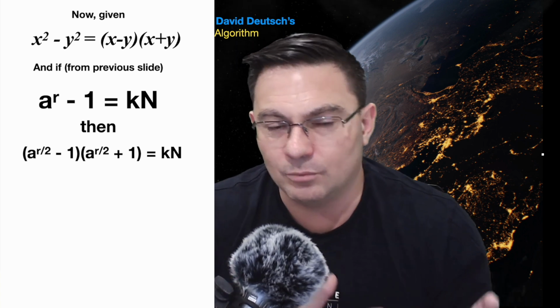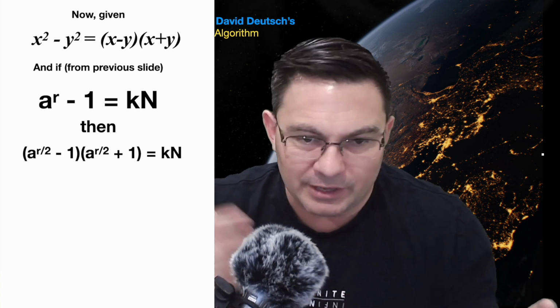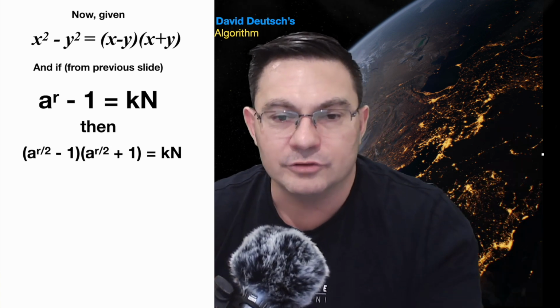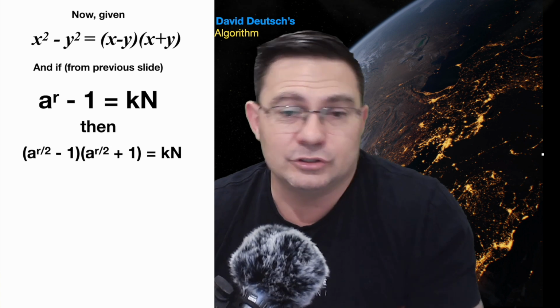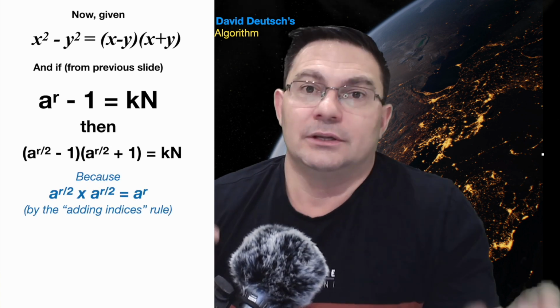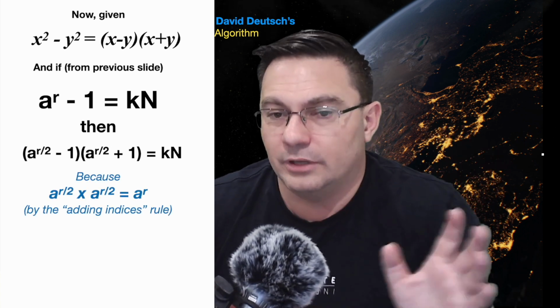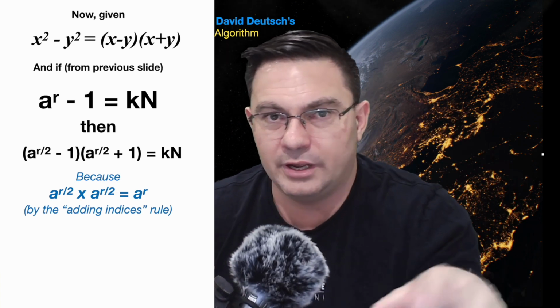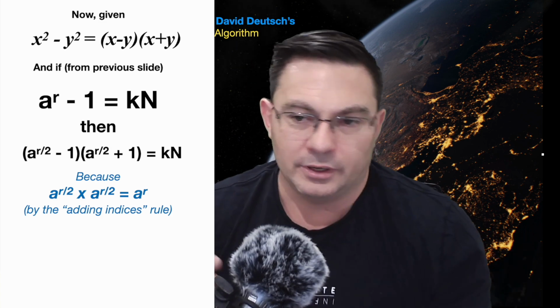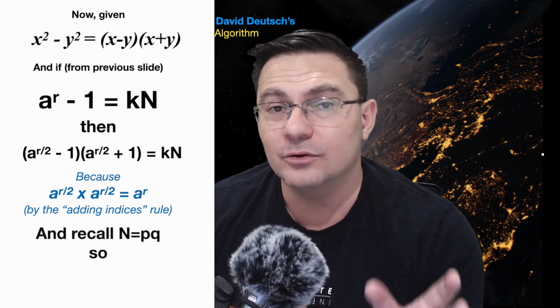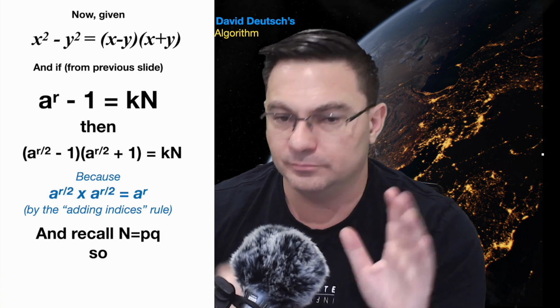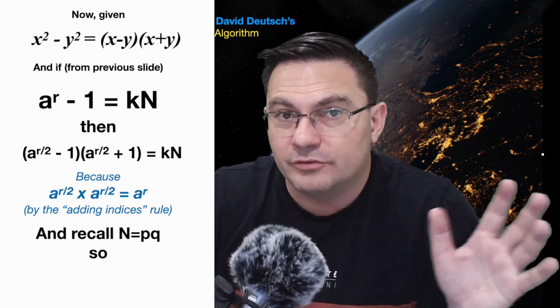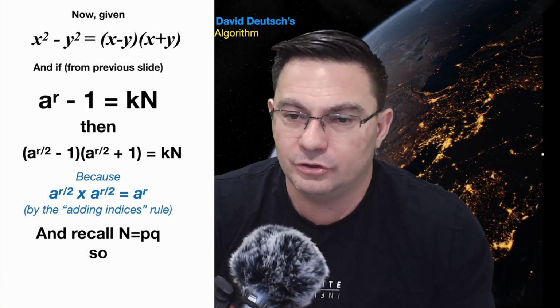Now, how does that work? Well, when you expand the whole thing out, A to the power of R over 2 multiplied by A to the power of R over 2 equals A to the power of R. This is high school algebra. You just add your indices together. That's a difference of two squares, and 1 is 1 squared. One more thing: N equals P multiplied by Q. Remember that? They're the original primes we're after. We want to know P and Q.